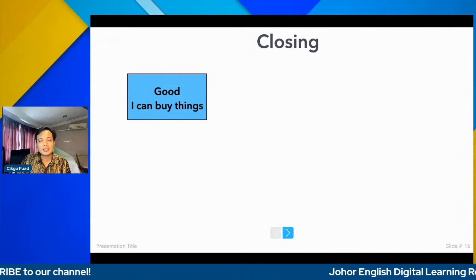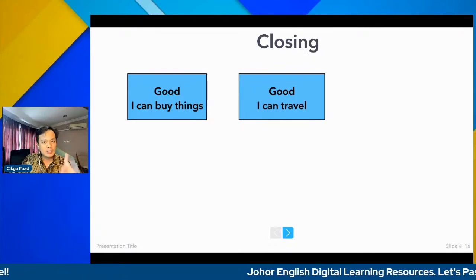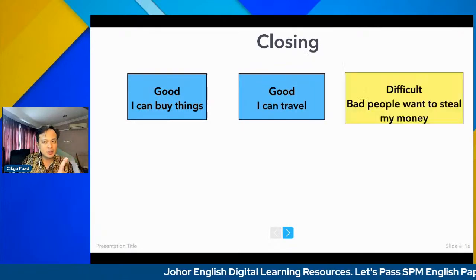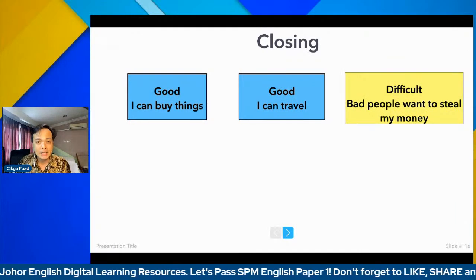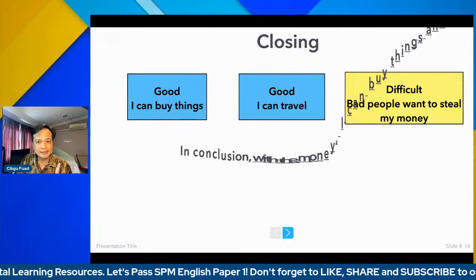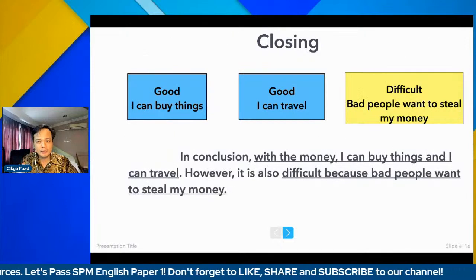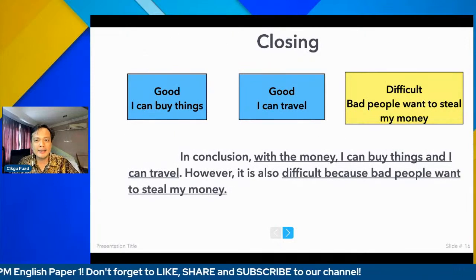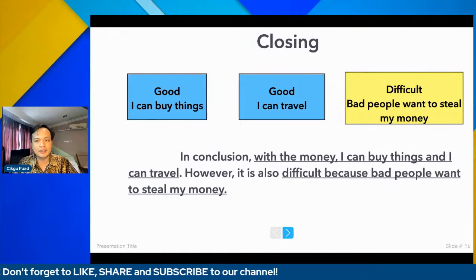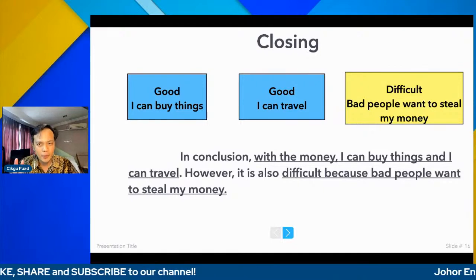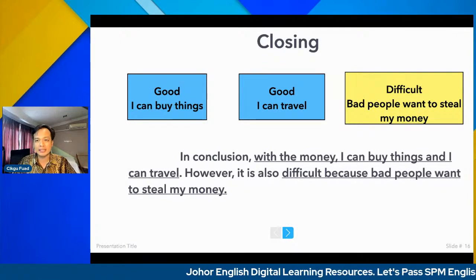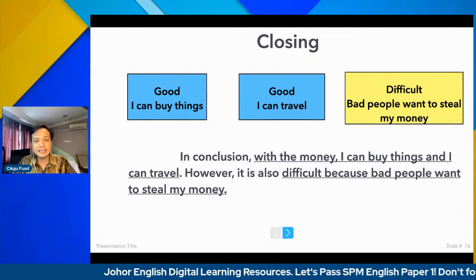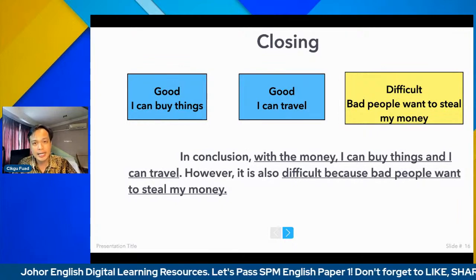Okay, so remember the points that we have. Good because I can buy things, good because I can travel, and difficult because bad people want to steal my money. So what I need to do is I start with, in conclusion, with the money, I can buy things and I can travel. Okay, that is for point 1 and point number 2. And however, it is also difficult because bad people want to steal my money. That is point number 3. As easy as that, that is your ending.